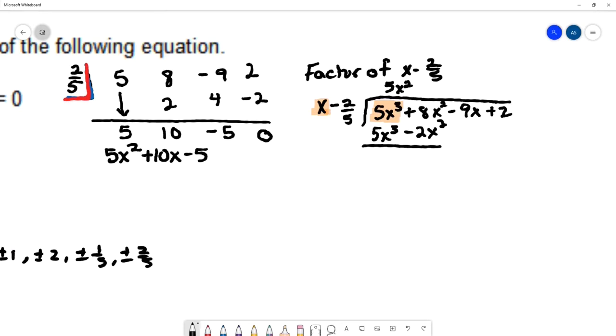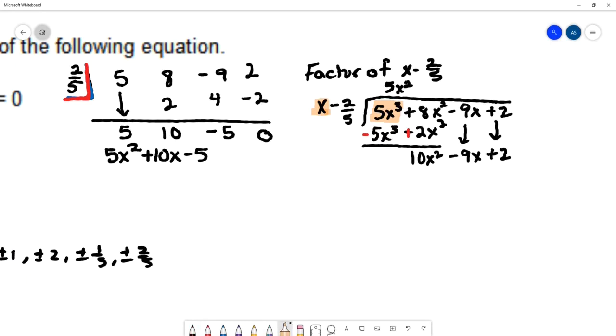But then when we do long division, we always have to change our signs before we combine these together. So we're going to do the opposite here. We're going to make this minus and this plus. So 5x cubed minus 5x cubed, those guys cancel each other out. 8x squared plus 2x squared gives me 10x squared. And then we bring down our next terms. So we bring down the minus 9x and the plus 2.